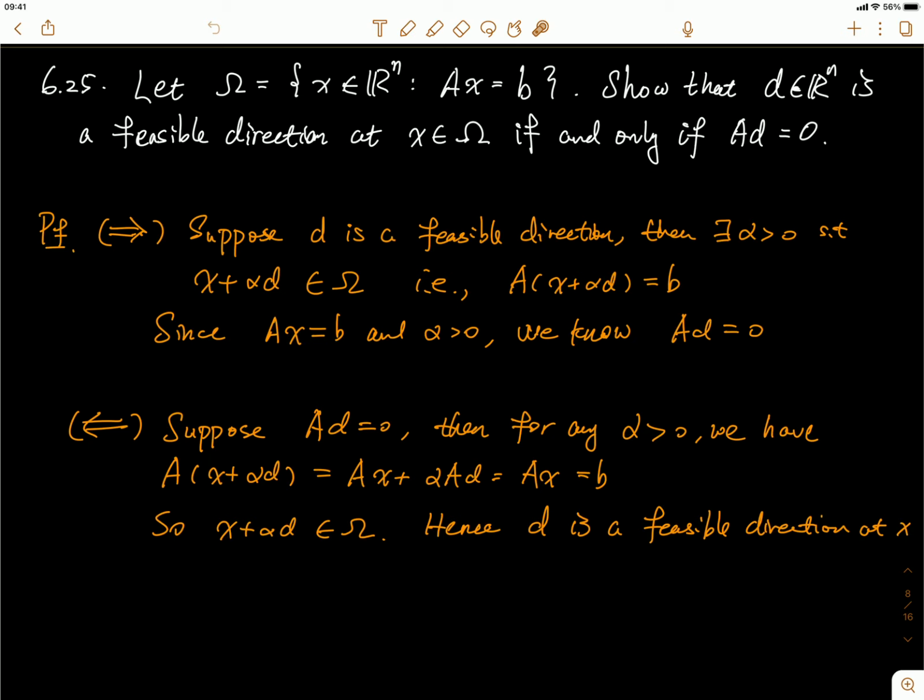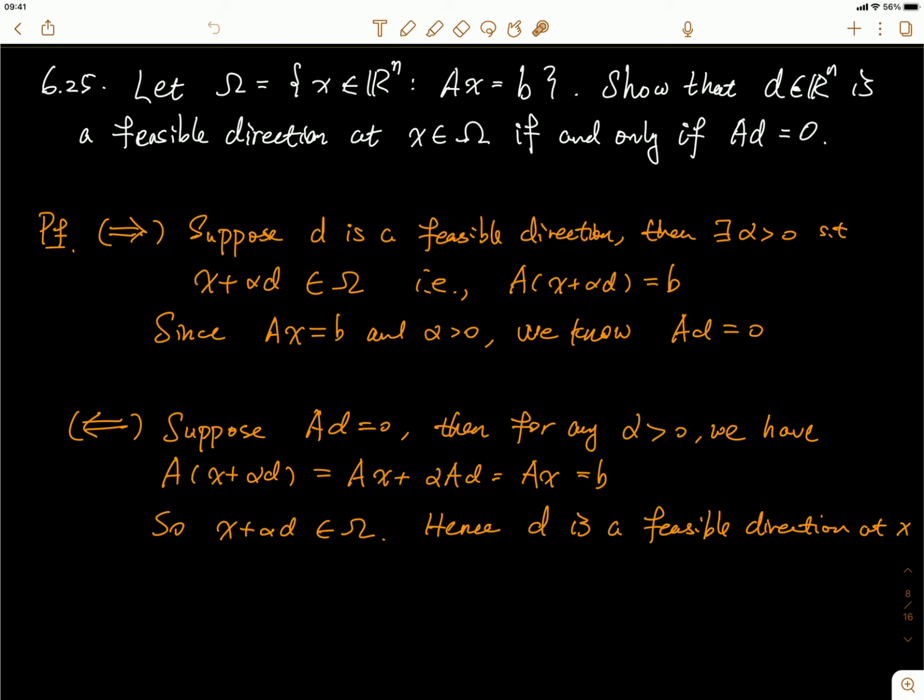If d is a feasible direction, then that means for some small step size alpha, x plus alpha d is still in omega. Right? That's the definition of feasible directions. So this is still in omega means that, since omega is defined as the collection of all the points that satisfy Ax equals b, A times this vector will be equal to b.